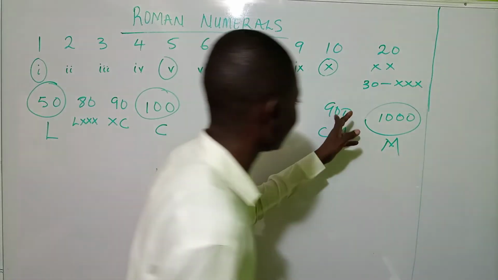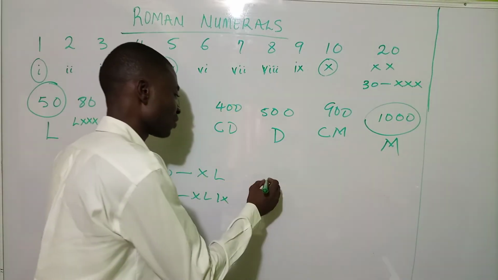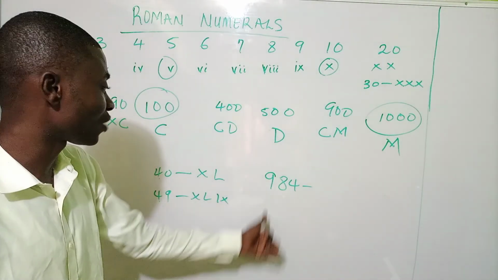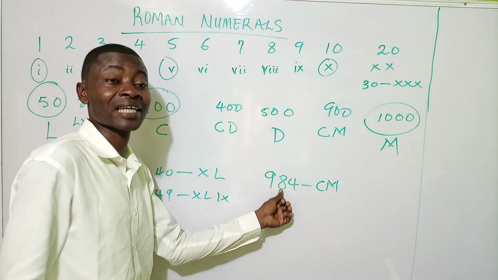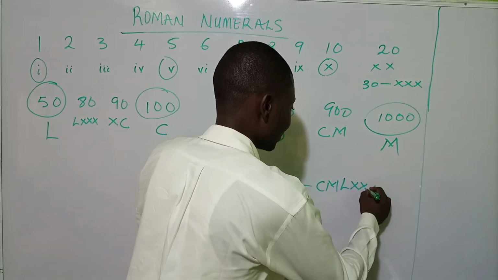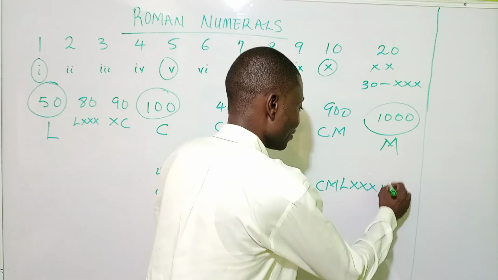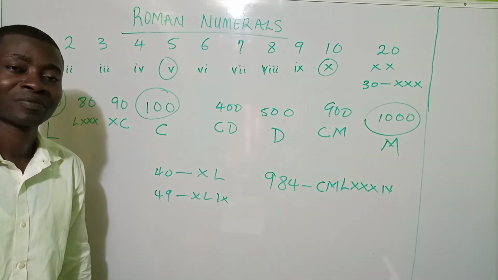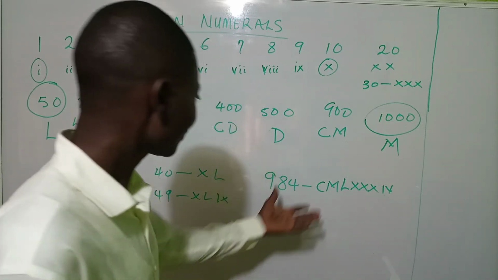So if you want to write any number between 900 and 1000, very easy, you know what to do. For instance, let's say you want to write 984. You know 900 is CM. This 8 stands for 80. What is 80? LXXX. That is 80. And this 4 is IV. So this is 900 and 84. So it's very simple.